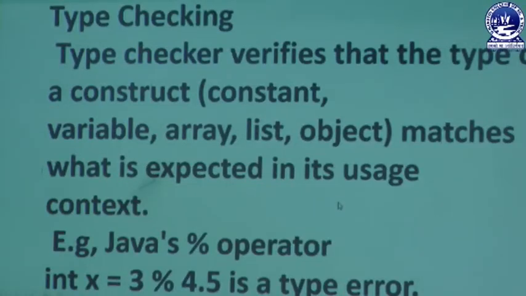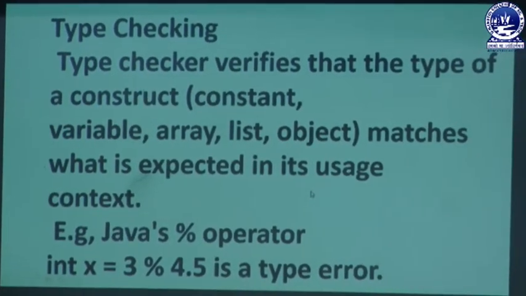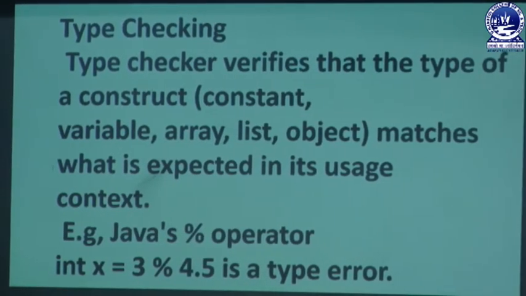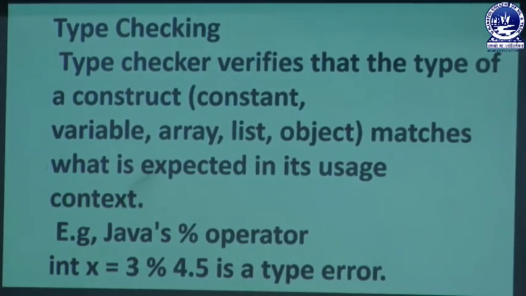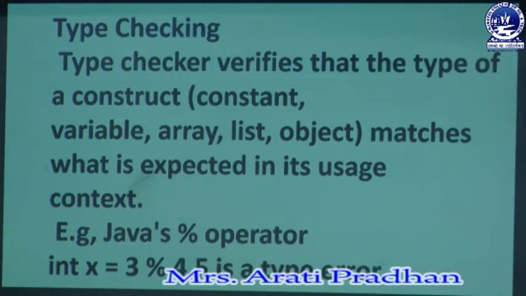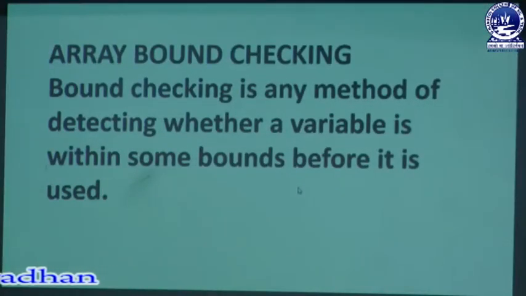Type checking. The type checker verifies that the type of a construct, which may be a constant, variable, array, list, or object, matches what is expected in its use context. For example, Java's percent operator, int x = 3 % 4.5, is a type error. Why? Because 3 is an int and 4.5 represents a float value, and the percent operator cannot be used in that context.